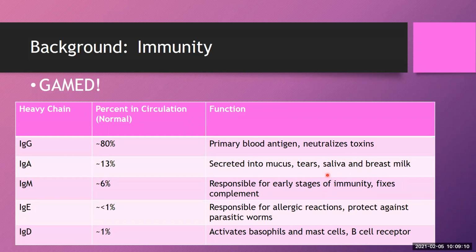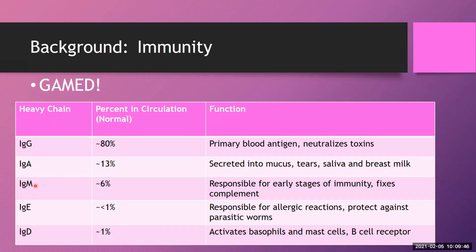Now, when I was in medical school, like most medical students, I had to come up with little mnemonics to remember all the tons of information that we had to get tested on. So I came up with GAMED to remember all the different types of heavy chain antibodies. As you can see, IgG is the most abundant antibody in the blood, and its main purpose is to neutralize toxins. IgA, which is going to be important for this lecture, is the second most common and second most abundant antibody in the serum, and it's secreted along our mucosal surfaces, so into saliva and tears and breast milk.